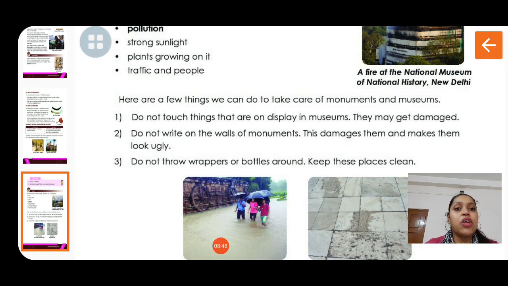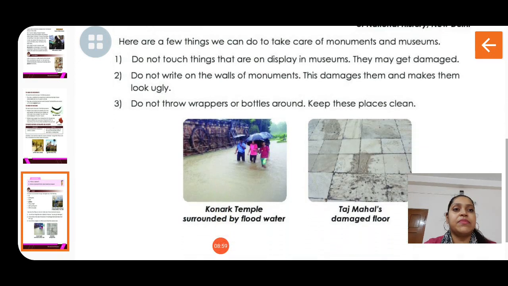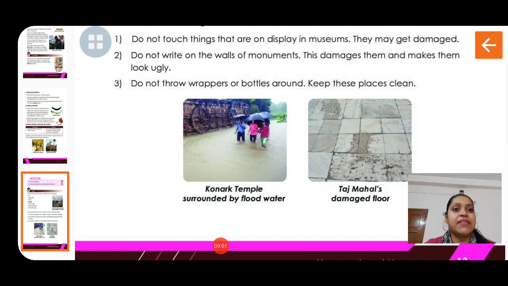And number 3, do not throw wrappers or bottles around. Keep the places clean. This is very important. We should not throw wrappers or bottles around when we visit these monuments and museums. We should keep these places clean.